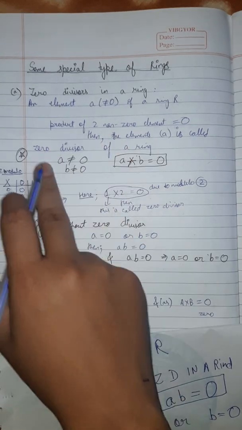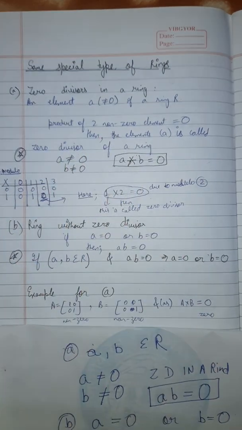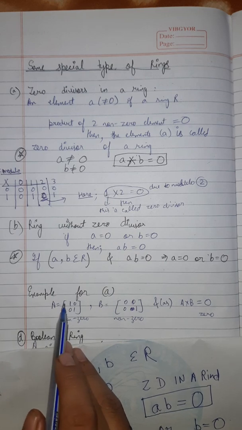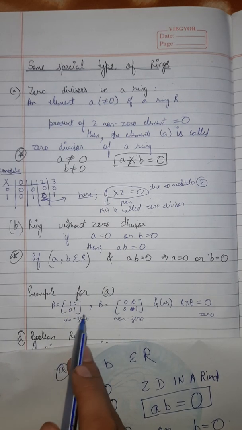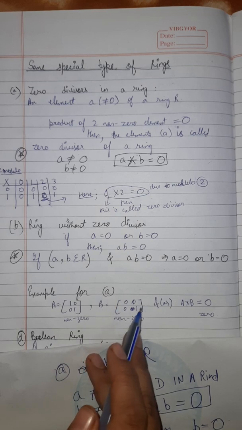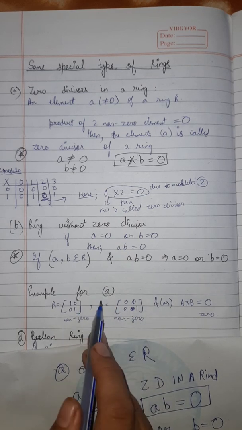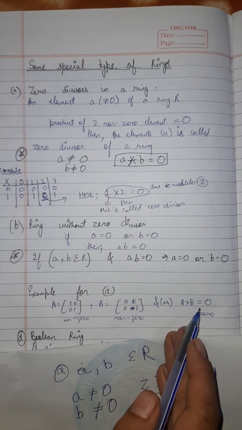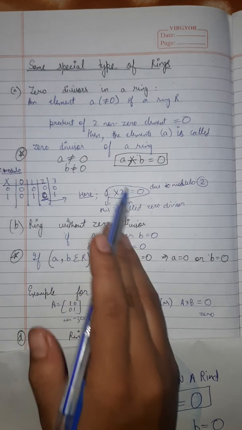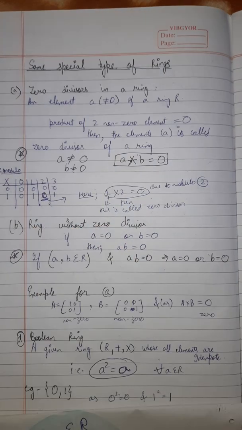So for example, for the first one, that means zero divisor of a ring, we'll take the matrix A equal to [1 0; 0 1], which is a non-zero matrix. Also B, which is also a non-zero matrix. But when we multiply these two matrices, we'll get the zero matrix, that means a null matrix, which satisfies the condition of a zero divisor in a ring.